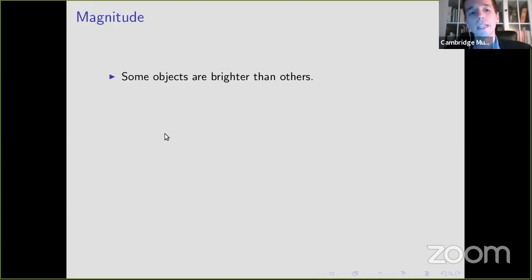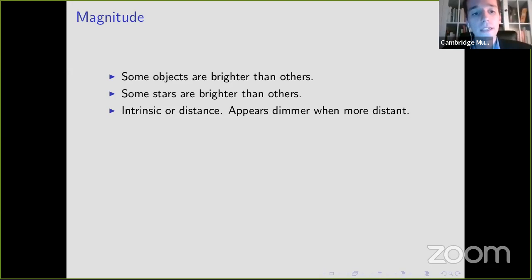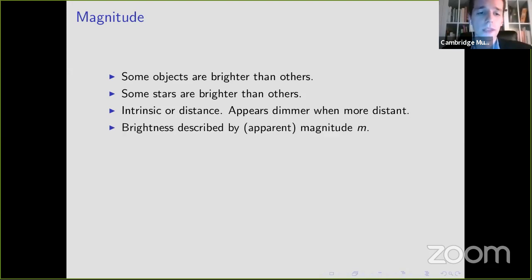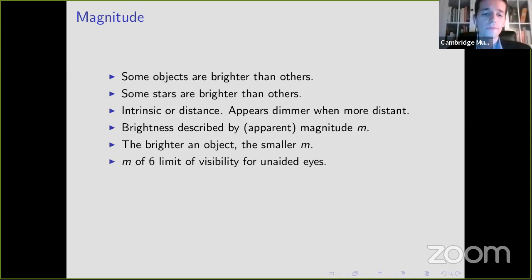You may have noticed that some objects are brighter than others on the sky. Some stars are brighter than others. This may be intrinsic, or it may be due to the distance, because stars that are more distant appear dimmer. The brightness is described by what is called the apparent magnitude, M. The brighter an object is, the smaller M is, so it works in the opposite direction. And M of about 6 is the limit of visibility for unaided eyes without the help of telescopes or binoculars.